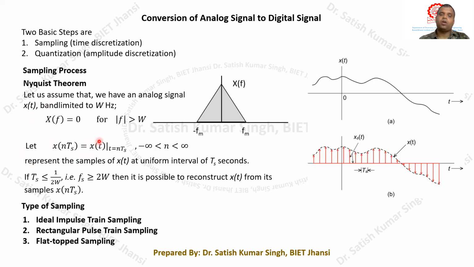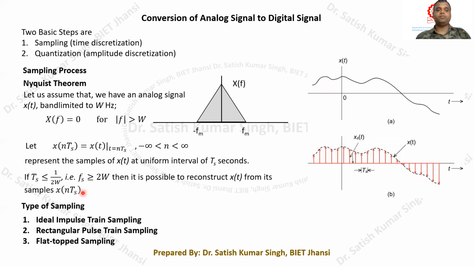So if we are talking about the sampled value of x(t), defined as x(nTs), then from this sampled version xs(t), the message signal x(t) can only be recovered when this time interval Ts that we have taken for sampling is less than or equal to 1 upon 2W. You remember that this is the Nyquist theorem.